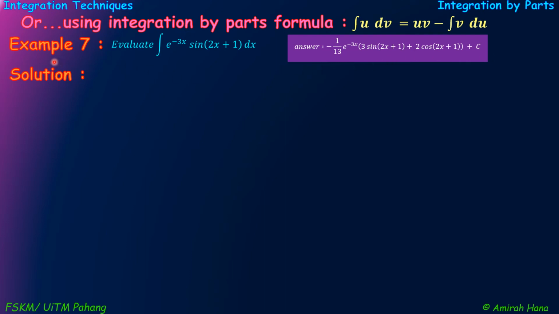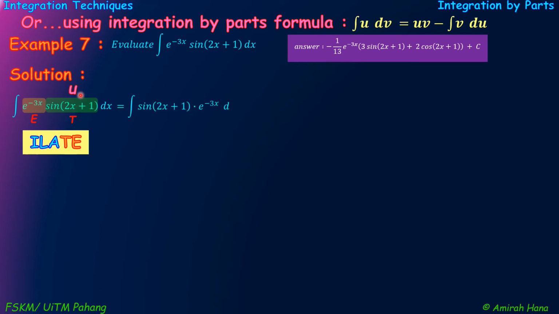So now we look back at example 7, evaluate the integration of e to the power of negative 3x sine 2x plus 1 dx, but this time we integrate using the integration by parts formula, okay? So from the given question here, e to the power of negative 3x is e, the exponential function, and sine 2x plus 1 is t, the trigonometric function. From the Euler rule, t comes first, okay? So t should be u.